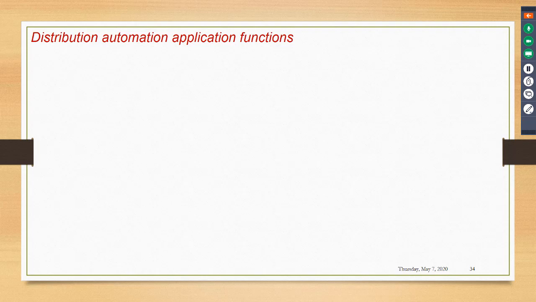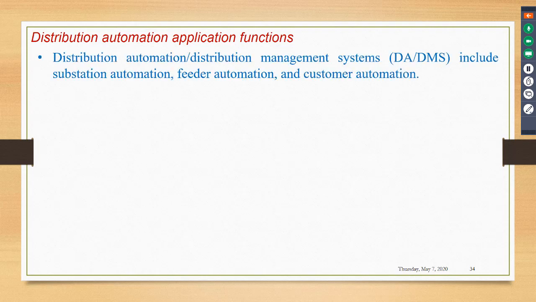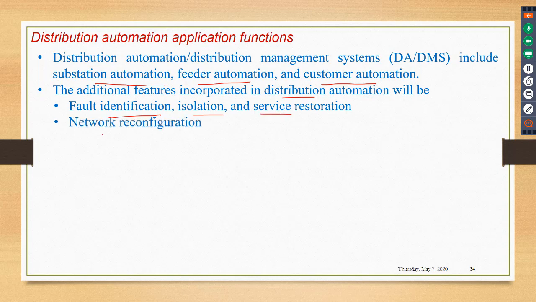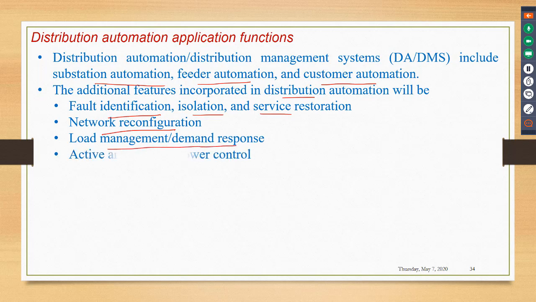Then we'll come to distribution automation application functions. The distribution automation or distribution management system includes substation automation, feeder automation, and customer automation. The additional features incorporated in the distribution automation will be fault identification, isolation, and service restoration, network reconfiguration, load management or demand response, active and reactive power control.